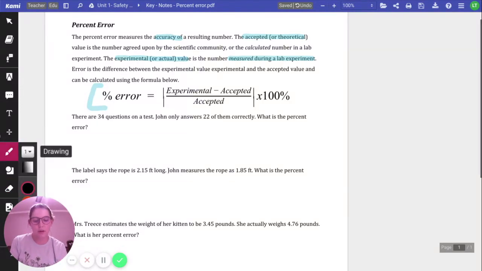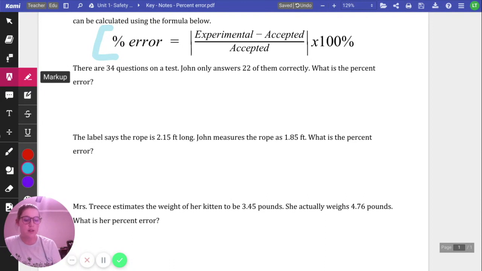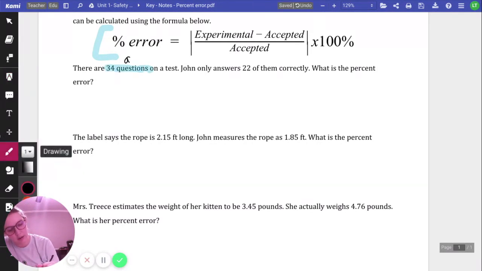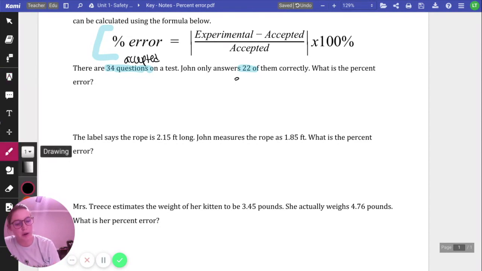All right, so let's do our first one. Our first one says there are 34 questions on a test. John only answers 22 of them correctly. What is his percent error? Okay, guys, so the accepted value, or what he should have gotten, is 34. So that is our accepted right here. He only answered 22 of them correctly, so 22 is going to be our experimental.